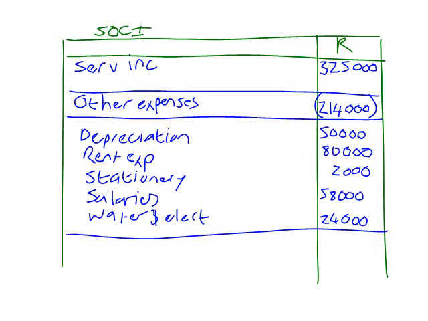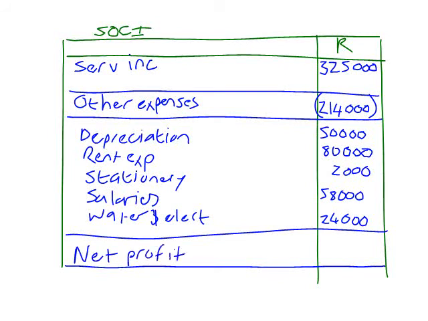We also know that for the statement of comprehensive income, at the very bottom, we will have net profit for the year. I'm just going to write net profit. The profit for the year will therefore be 325,000 rand minus 214,000 rand, which is equal to 111,000, or 111,000 on the dot. This is the answer to the first requirement.